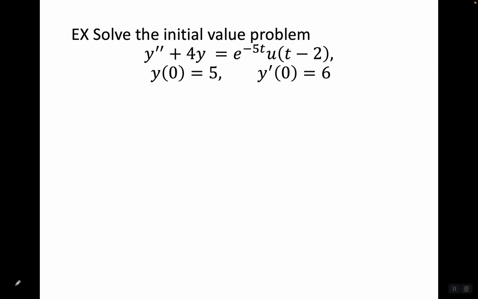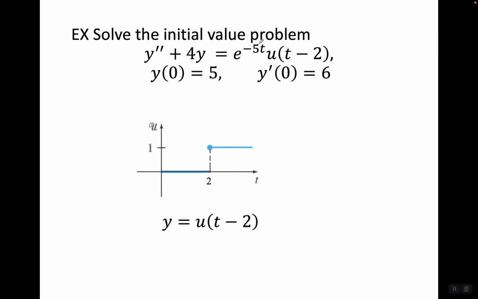Here's an initial value problem involving the Heaviside function. Solve the initial value problem y double prime plus 4y equals e to the negative 5t, u of t minus 2, y of 0 equals 5, y prime of 0 equals 6. So here's what u of t minus 2 looks like. It's going to be 0 until we reach 2, and then at 2 it jumps to 1.